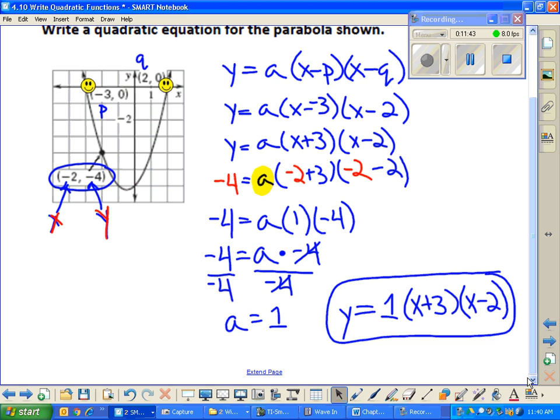Questions about the process? Because now you get to try. So you have 2 independent practice questions there at the bottom. I'm going to walk around and start checking off a little bit of that homework that you did last night, that 4-2 practice B. I'll show you the answers to these in just a moment.